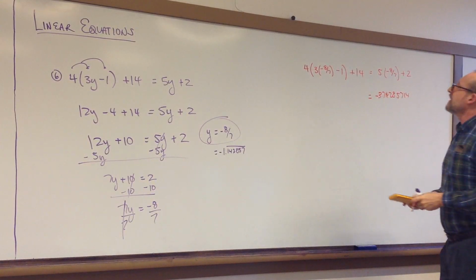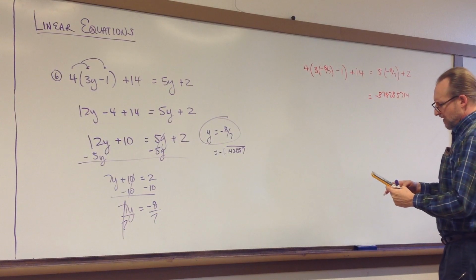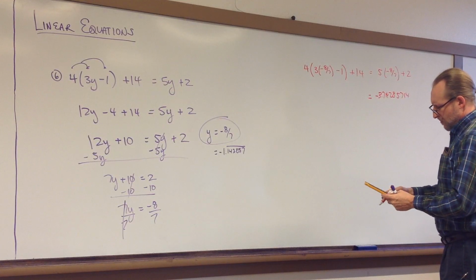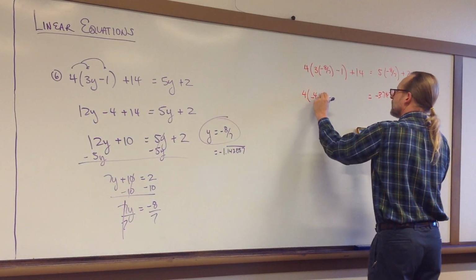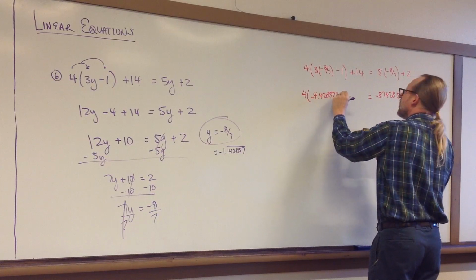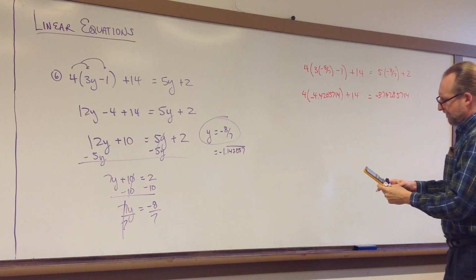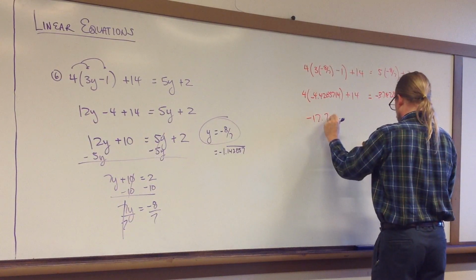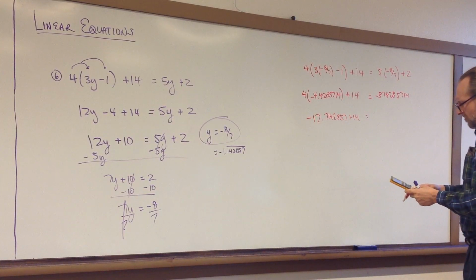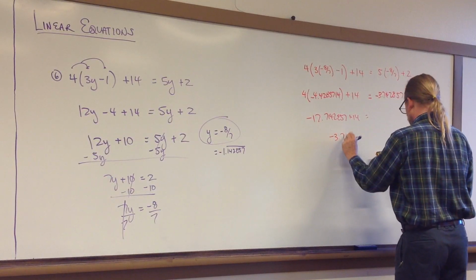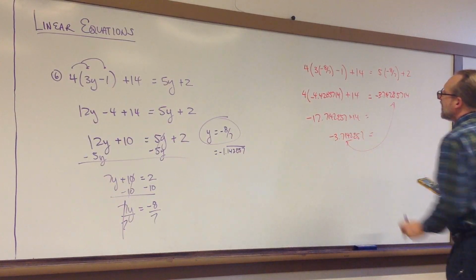Over here, 3 times negative 8/7 minus 1. This will be negative 4.42857, like that, and then plus 14. So now we'll multiply this by 4 and then add 14. And there we go, negative 3.7142857. And that's exactly the same thing that we've got here. So that's kind of a pain.